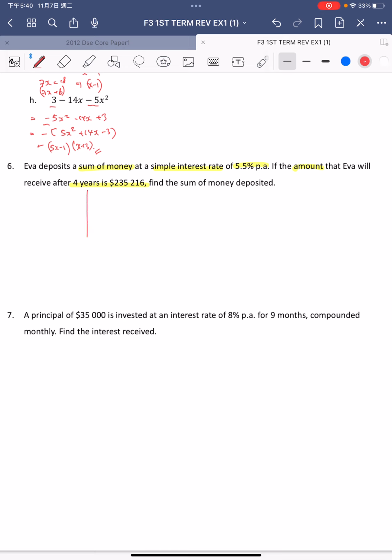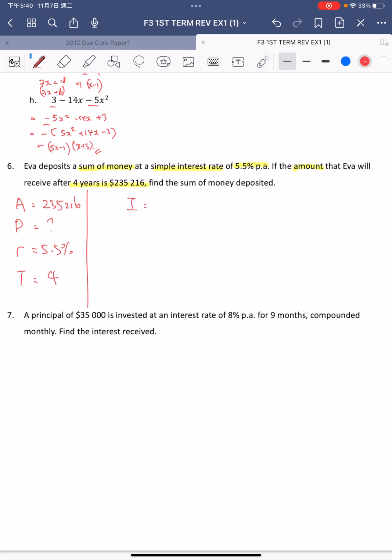So first of all, we need to write it down. What is our A, what is our P, what is our R, and what is our T. So our amount is equal to 235,216. The principal is unknown, and then the R is equal to 5.5%, and then the T is equal to 4 years.